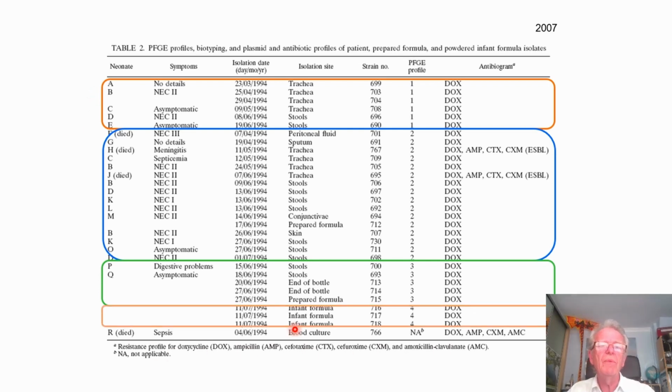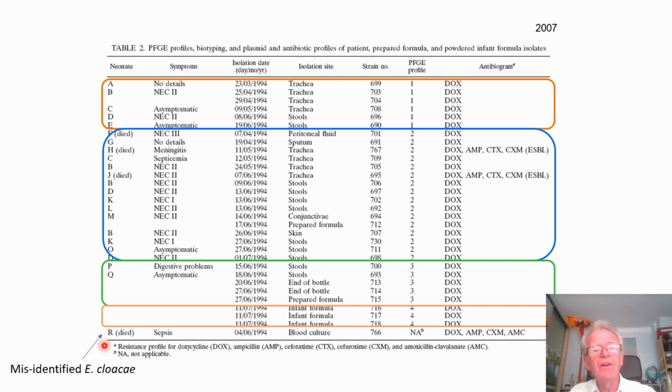Then we have a 4th group, and these 3 strains came from infant formula on the same day, and they're all on the 11th of July. And okay, that looks like a smoking gun, but when you look at it, they're July, and virtually all the other isolates were before then. They only looked at the infant formula after all these cases had occurred.